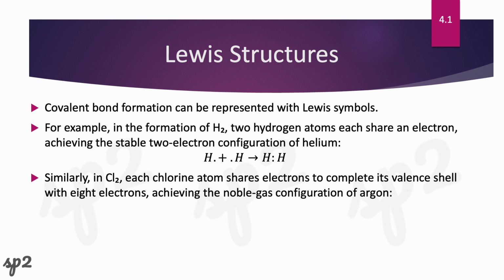Another example is what we have for chlorine, right? Each chlorine atom shares electrons to complete its valence shell, which is going to be 8 electrons. Remember, we call that the octet, right? And by achieving the noble gas configuration of argon, they're going to be a lot more stabilized, which is represented by these dots. So this is what we call the Lewis symbol.